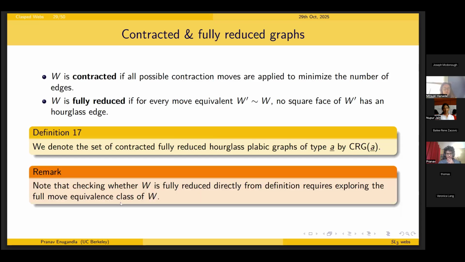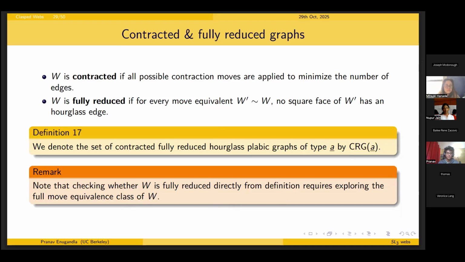This was the remark that if you want to check that something is fully reduced just by the definition, this is a really difficult thing to do, because you have to keep applying all these moves, which are really complicated, and there's no directionality to these moves because you could do these moves in any order and they don't always commute. So you somehow have to explore this whole move equivalence class and then see if you ever get a bad square.